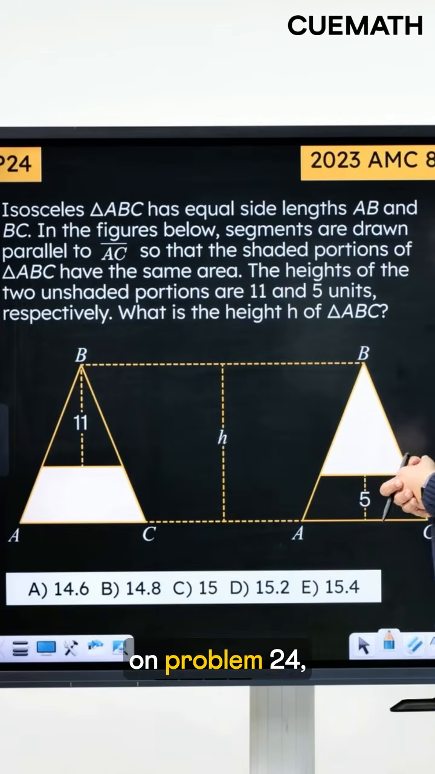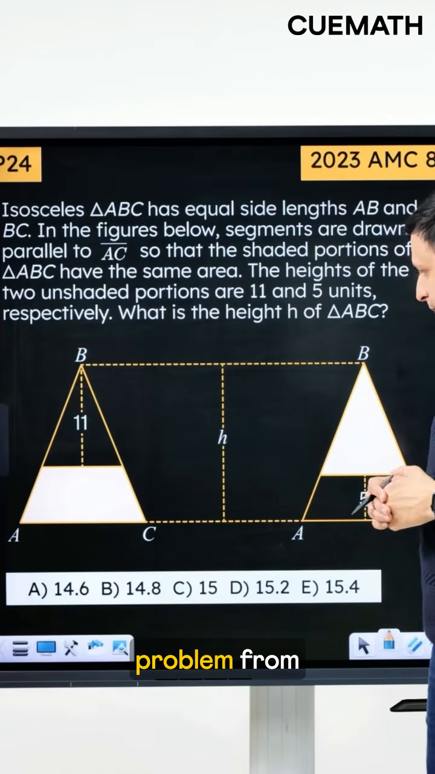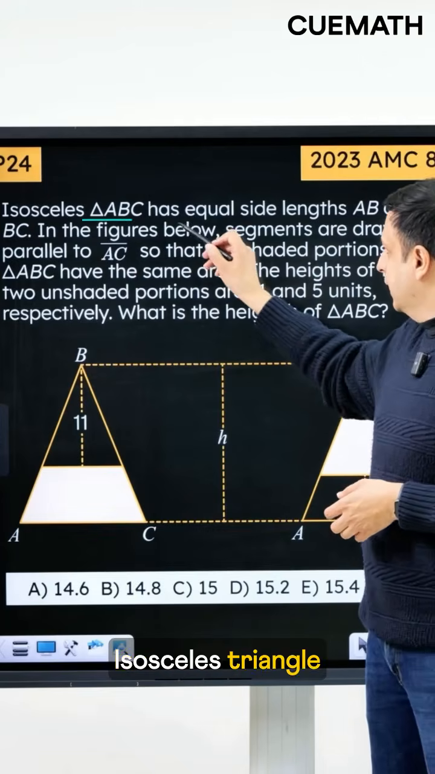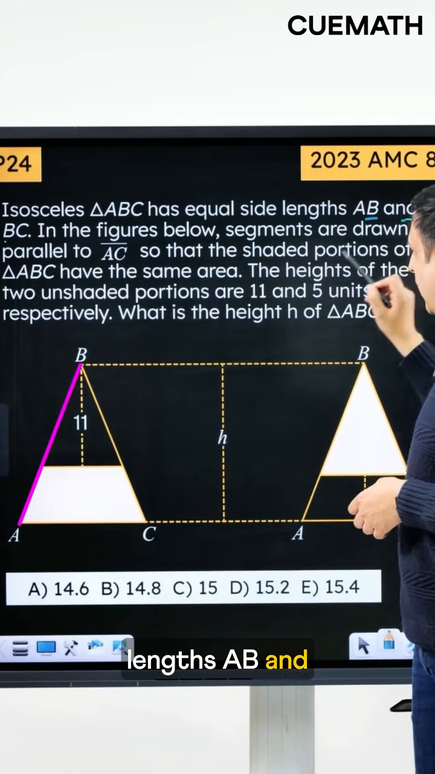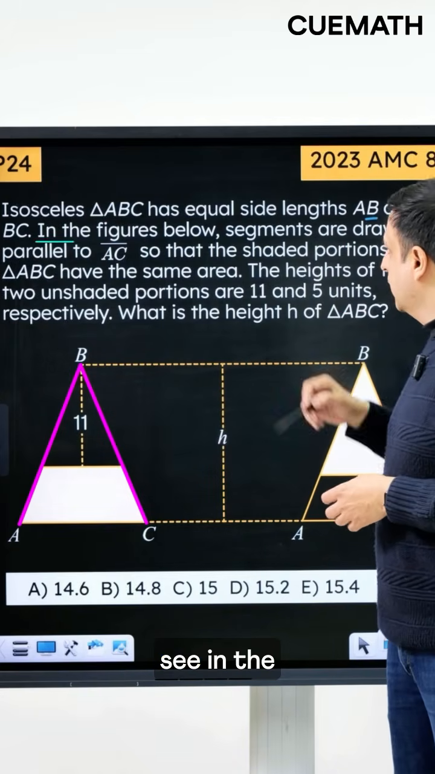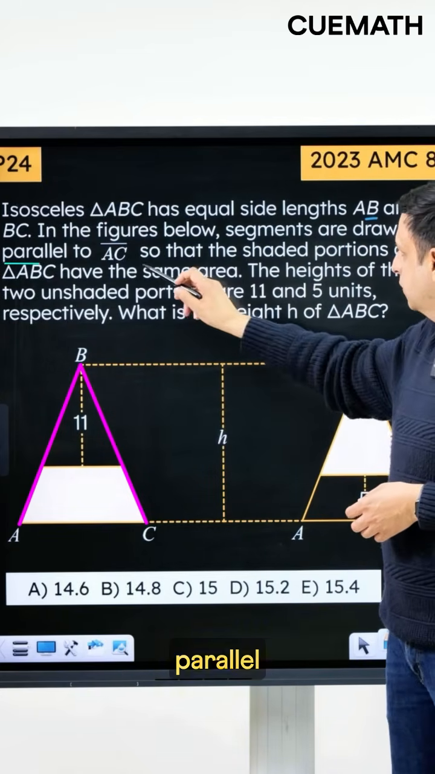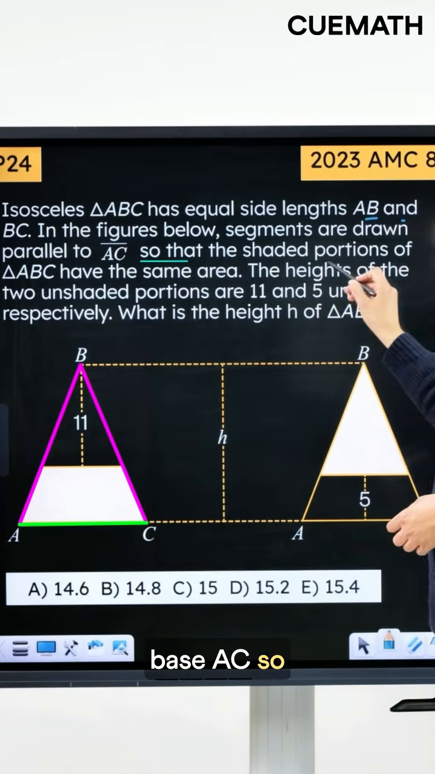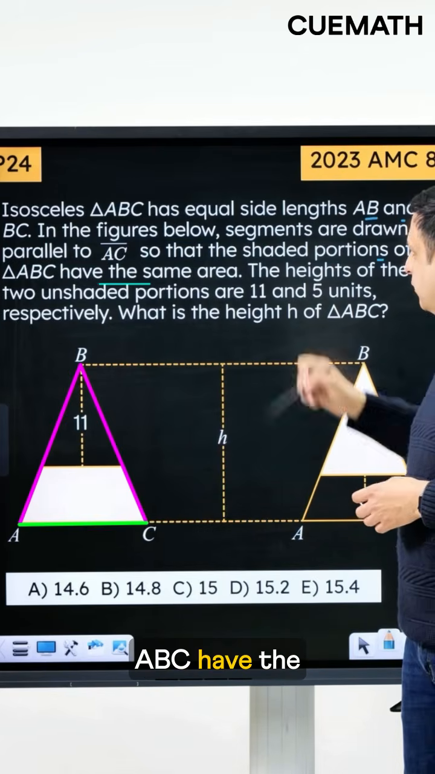Now we are on problem 24, which is actually a really cool problem from geometry. Isosceles triangle ABC has equal side lengths AB and BC. As you can see in the figures below, segments are drawn parallel to the base AC so that the shaded portions of triangle ABC have the same area.